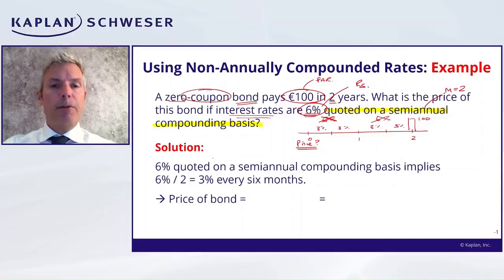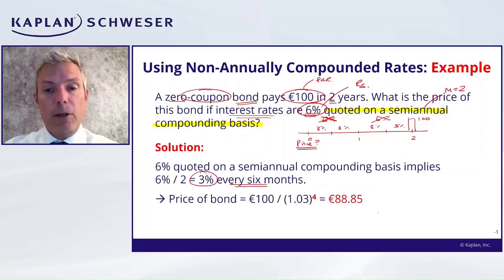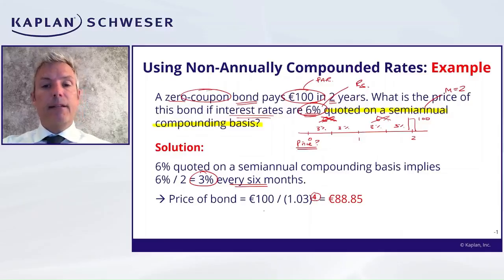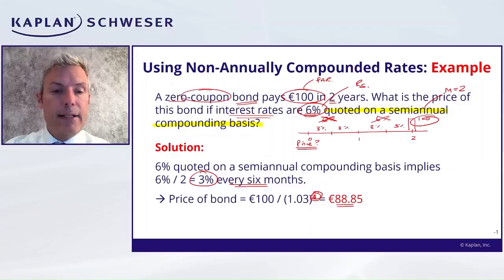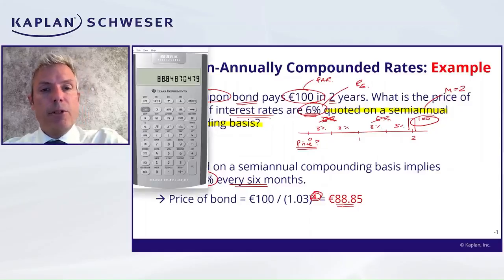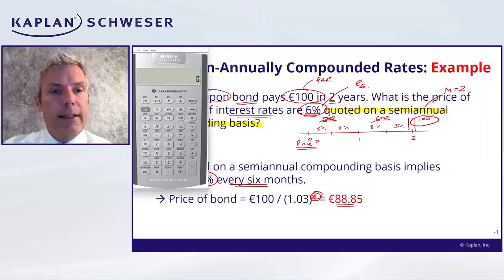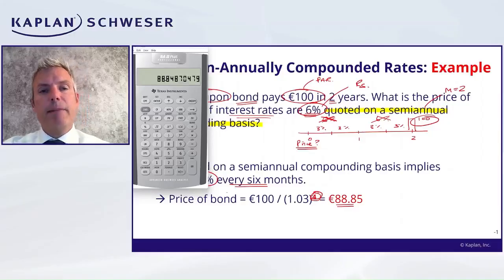So when you price this bond, instead of discounting by 6% every year, what you're going to discount by is 3% every 6 months. Of course, there are 4 lots of 6 months in 2 years. So we take our 100 and we discount it back to today by dividing through by 1.03 to the power of 4. Okay, and that gets us to 88.85. Just a brief word on the calculator here. 100 divided by 1.03 power up 4 times equals, that gets me the right answer.